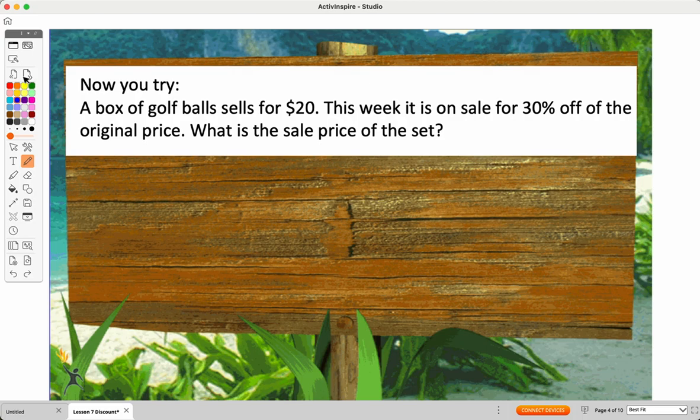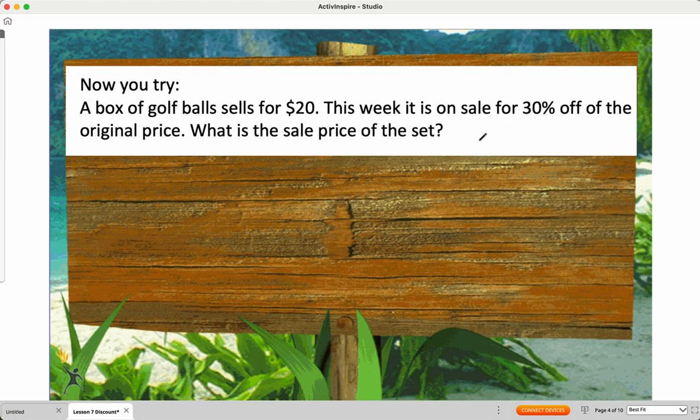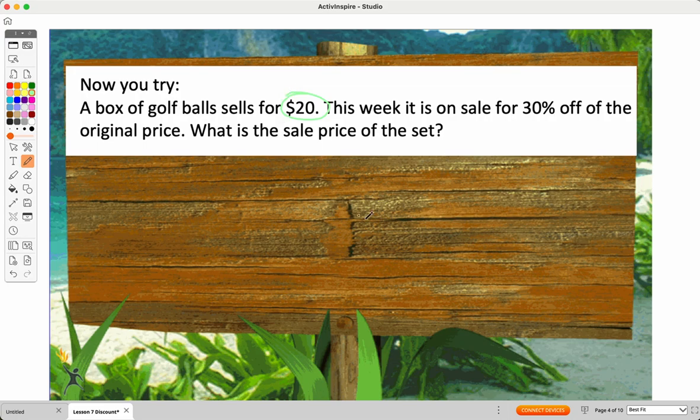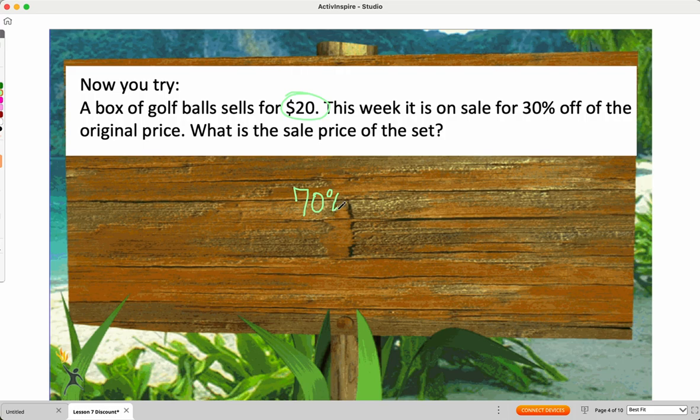There are so many different ways to think about this, but I'm going to keep working with it the same way we looked at the last problem. We know that $20 is 100% of my total price. Of that, I'm going to spend 70% of it. I'm going to spend 70% of my total cost to get my answer. So it's 20 times 0.7. Again, that one I can do pretty quickly in my head. That's $14. So it's going to cost me $14 for my set of golf balls versus $20. Nice little savings of $6.